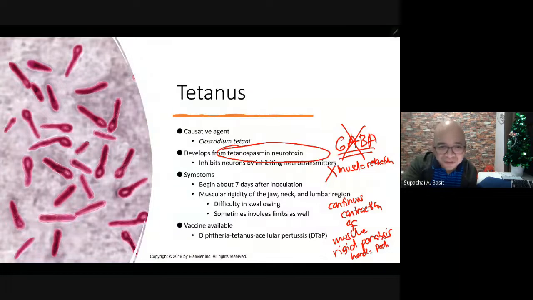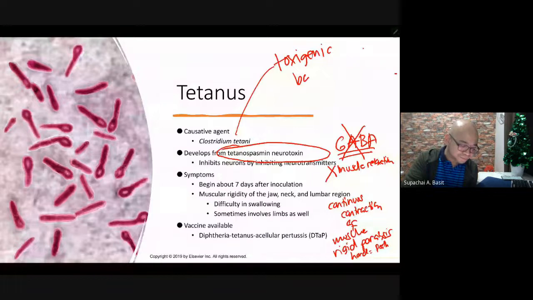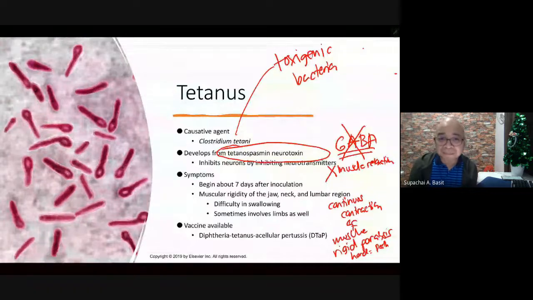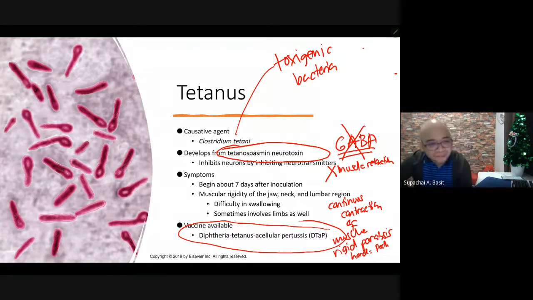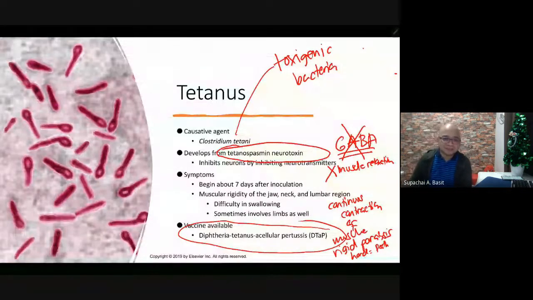Okay? So symptoms begin about 7 days after the inoculation. There would be rigidity of the jaw, neck, and lumbar region, difficulty in swallowing, sometimes even the limbs as well. And Clostridium tetani is an example of toxigenic bacteria. And toxigenic bacteria can be prevented using the DTaP. Okay, diphtheria, tetanus, acellular pertussis, formerly known as the DPT toxoid.